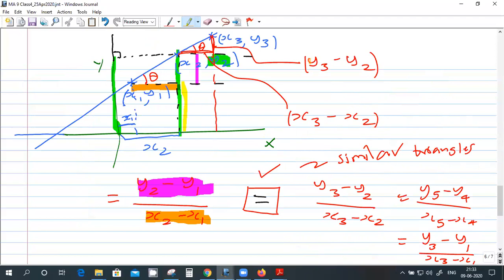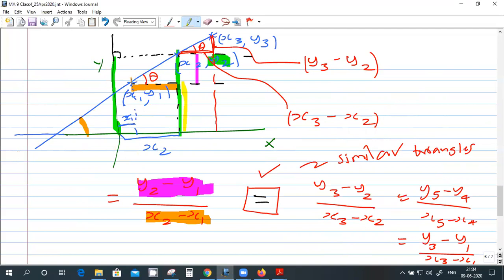So the slope of the line. This line will make an angle, right? This is the angle which this line makes with the x-axis. It's not defined here, but we can put any symbol, say theta or something.